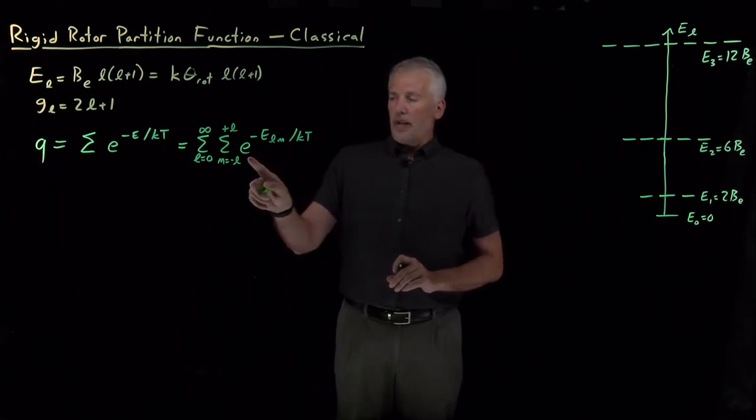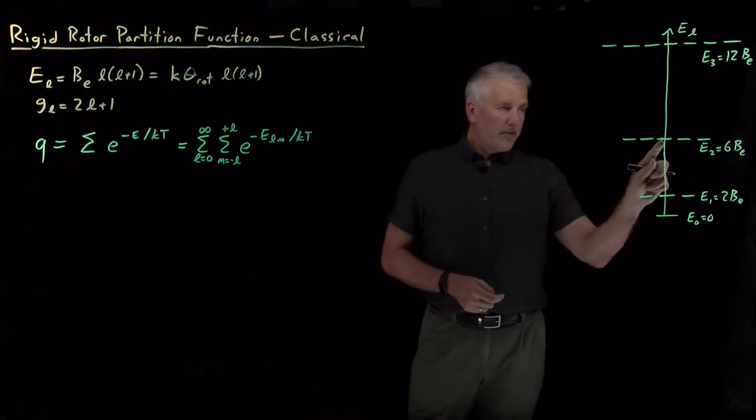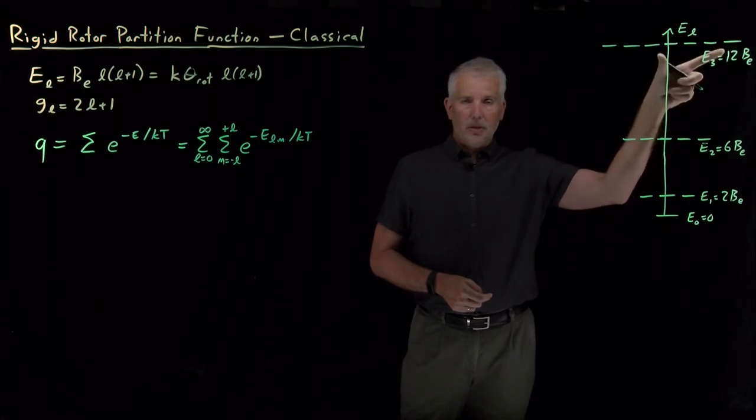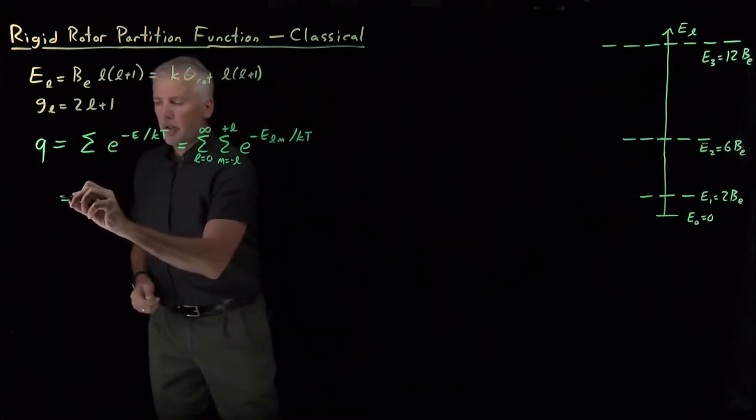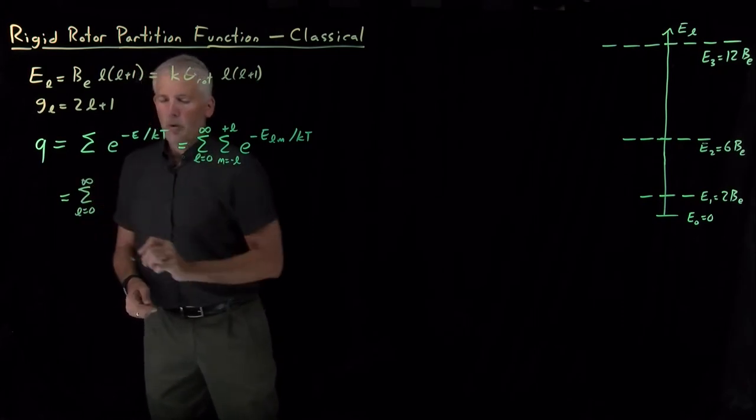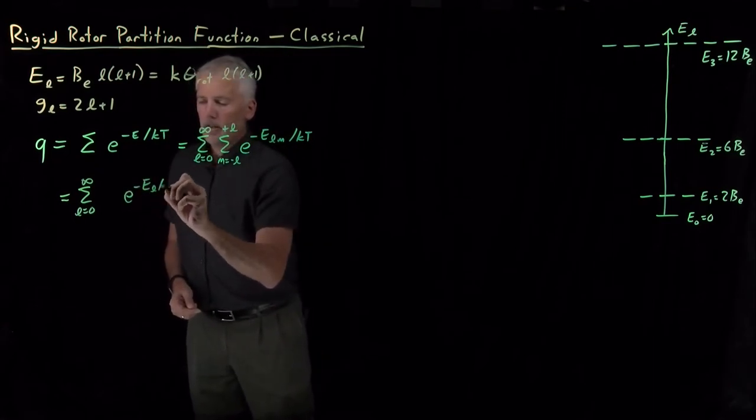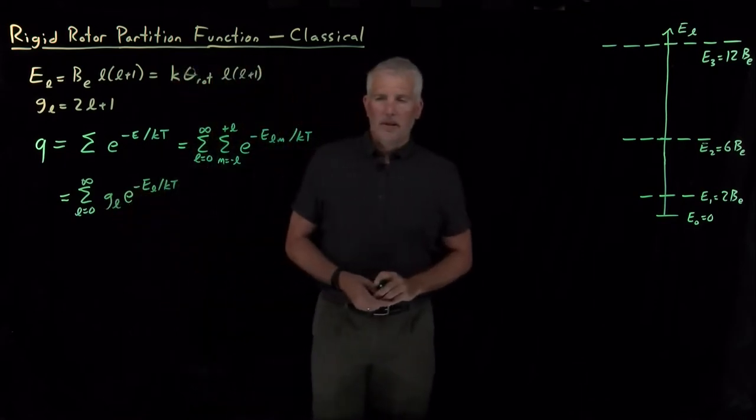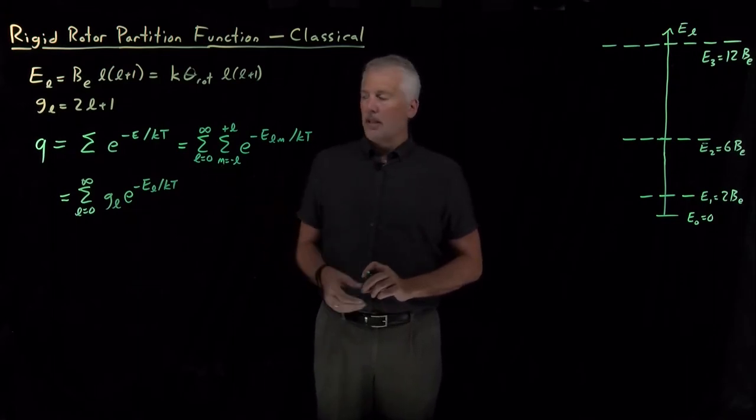We can simplify that in one step right away because at each level, I have five different states with all the same energy when L equals 2, or seven states with the same energy when L equals 3. The degeneracy tells me how many of them there are. So instead of summing over all the different states, I can instead sum only over the energy levels, E sub L, and just remember to include the degeneracy of that energy level. So summing over energy levels rather than summing over states.